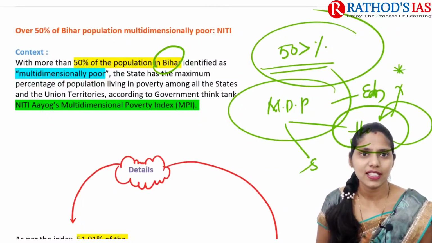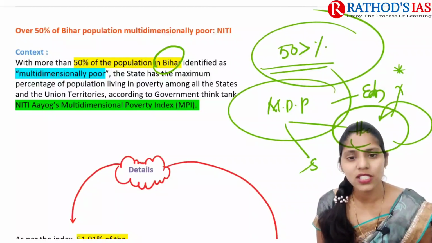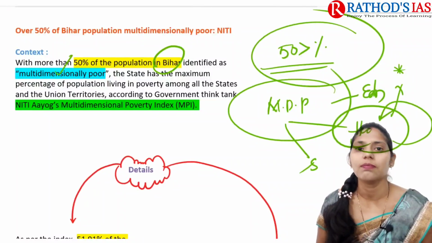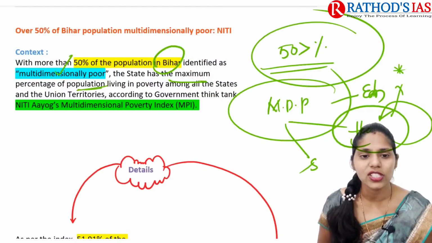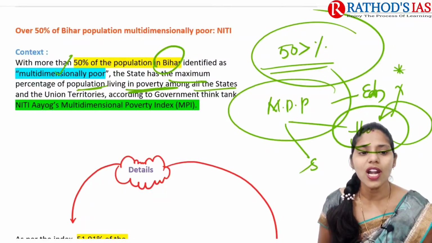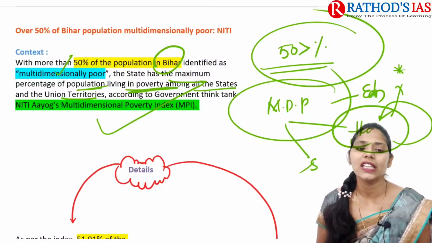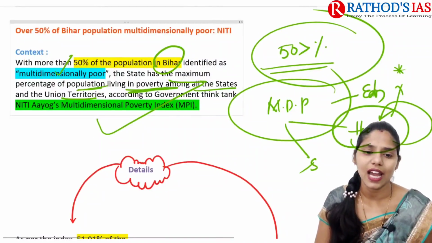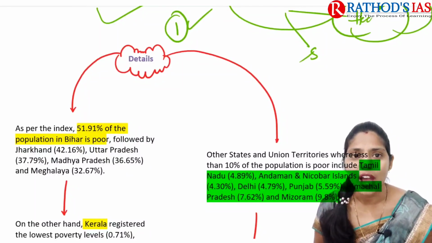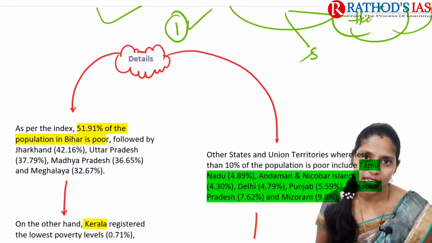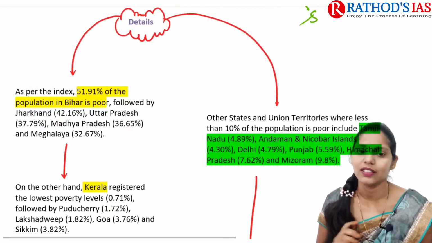If you see the context, it says that more than 50% of the population in Bihar is identified as multidimensionally poor, and the state has the maximum percentage of population living in poverty among all the states and union territories. This is according to data released by Niti Aayog, the Niti Aayog Multi-Dimensional Poverty Index. I want to say one thing: this is the first time we have a multi-dimensional poverty index in India. Now let us focus on some important details given in this article.